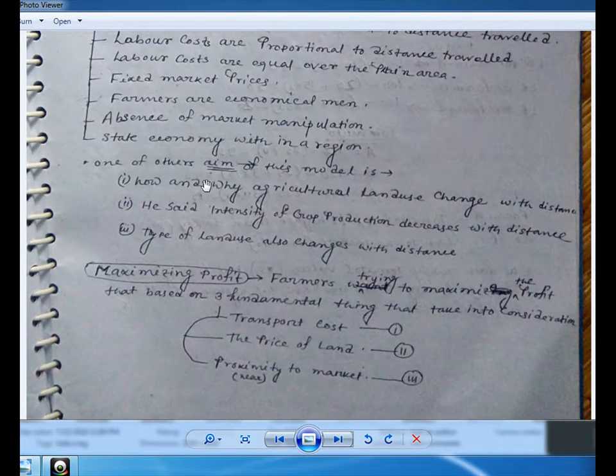One of the aims of this model is to explain how and why agricultural land use changes with distance. He said the intensity of crop production decreases with distance, and the types of land use also change with distance. It's important.